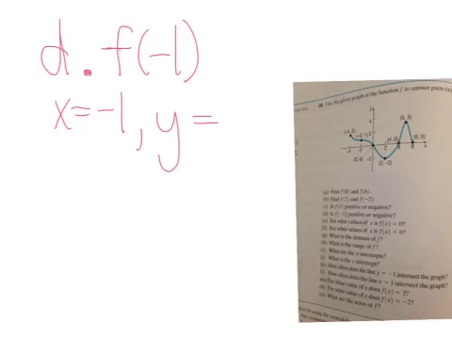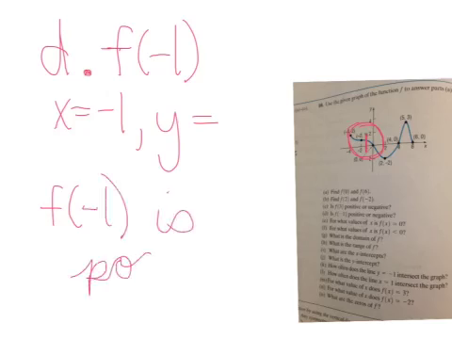So for f of negative 1, it's similar. So I'm looking at the area between here. Negative 1 is like right there. So if I'm at negative 1, I'm going to go up. I'm going to go positive. So f of negative 1 is positive.